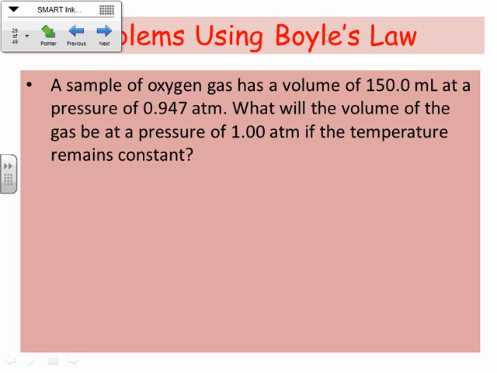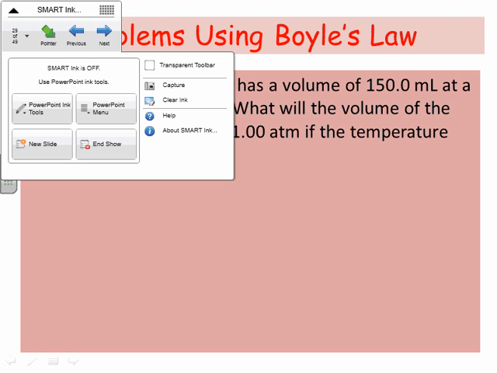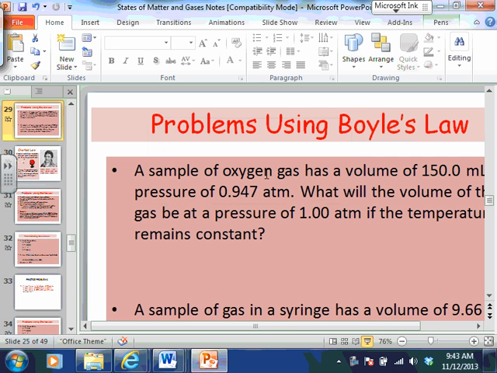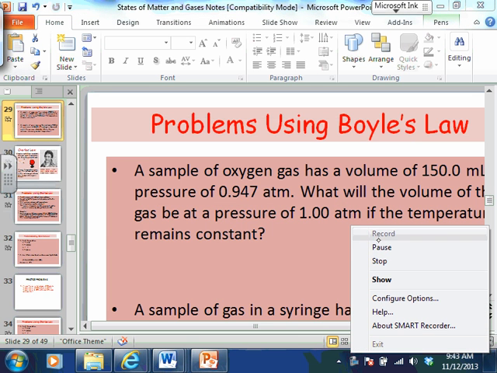A sample of oxygen gas has a volume of 150 milliliters at a pressure of 0.947 atmospheres. What will the volume of the gas be at a pressure of 1 atmosphere if the temperature remains constant? And it doesn't say this, but we're assuming that our amount of gas, our moles of gas, also stays constant. Why don't you guys take a minute, try to solve this one, and then we'll talk about what the answer is. I'm just going to pause it.